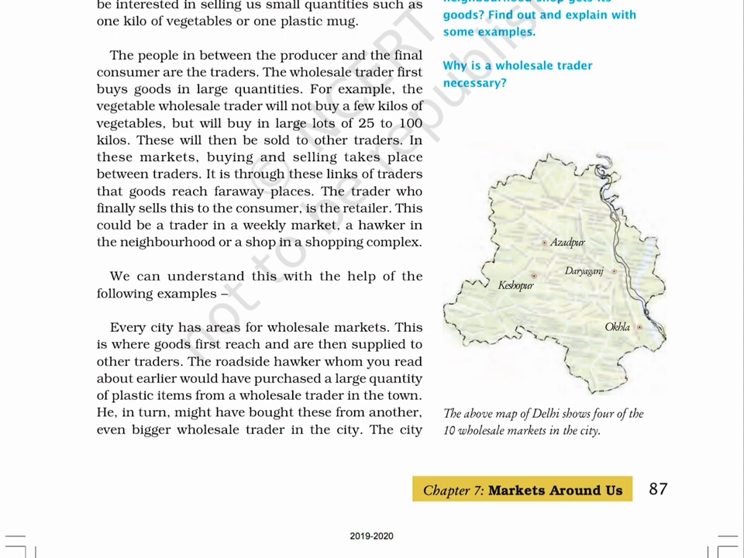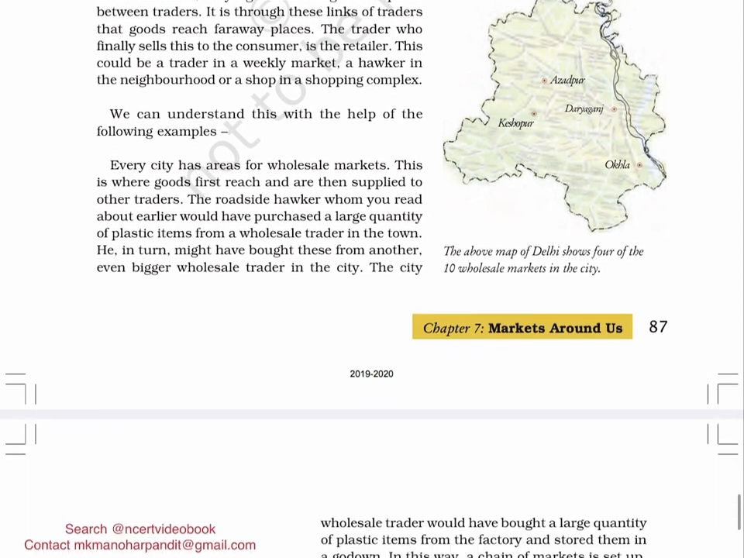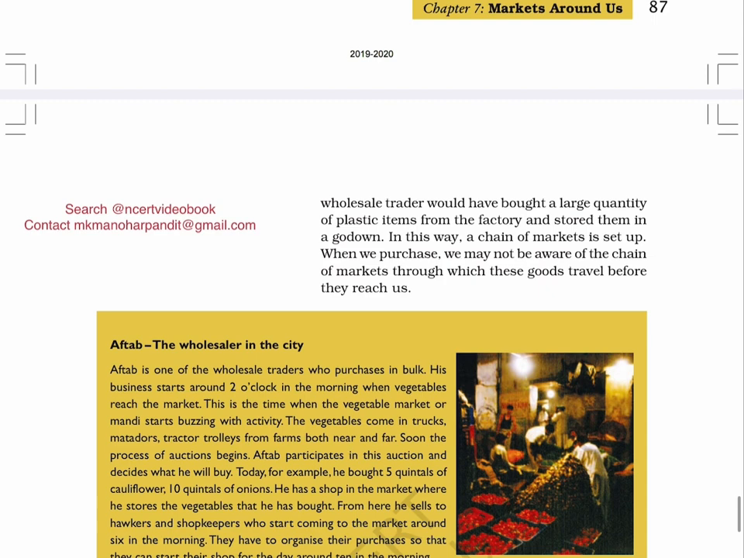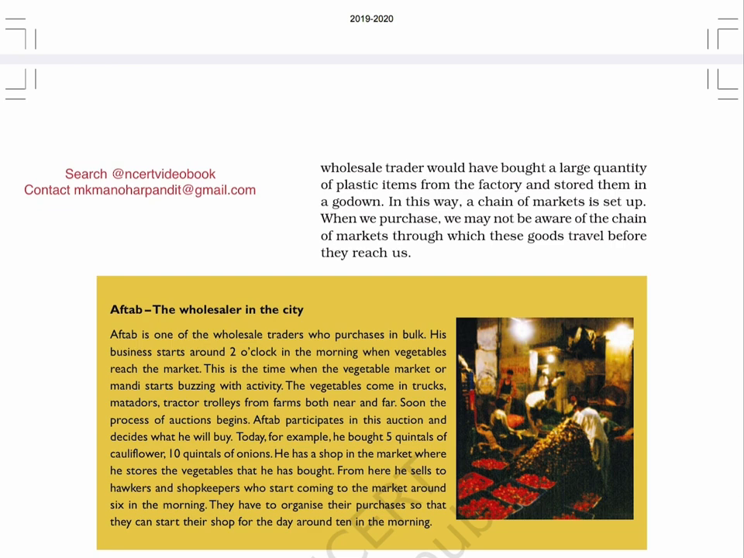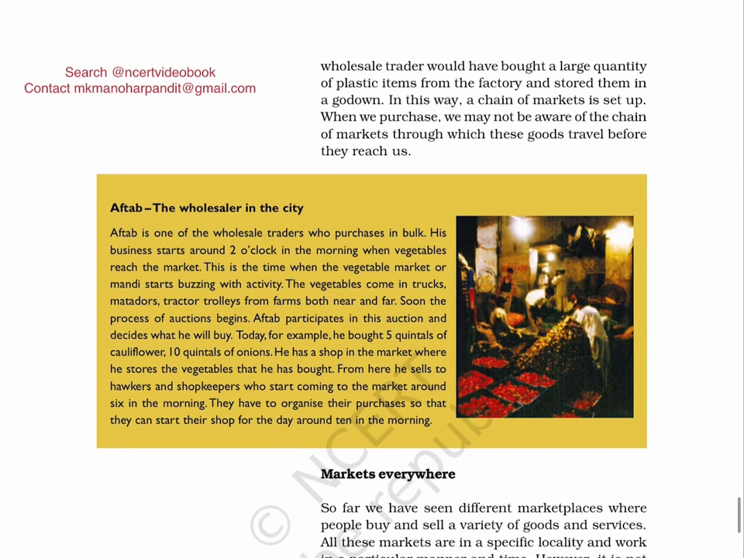The roadside hawker whom you read about earlier would have purchased a large quantity of plastic items from a wholesale trader in the town. He, in turn, might have bought these from another, even bigger wholesale trader in the city. Page number 88. The city wholesale trader would have bought a large quantity of plastic items from the factory and stored them in a godown. In this way, a chain of markets is set up. When we purchase, we may not be aware of the chain of markets through which these goods travel before they reach us.